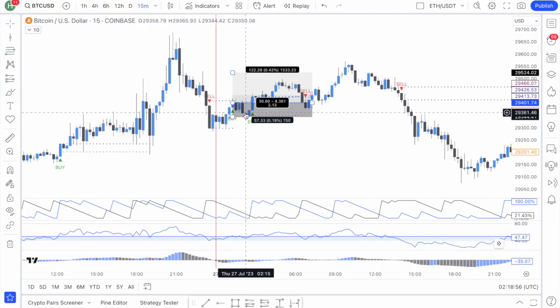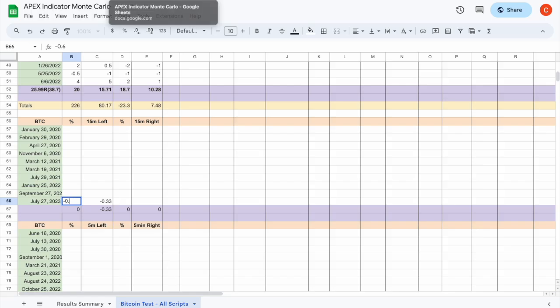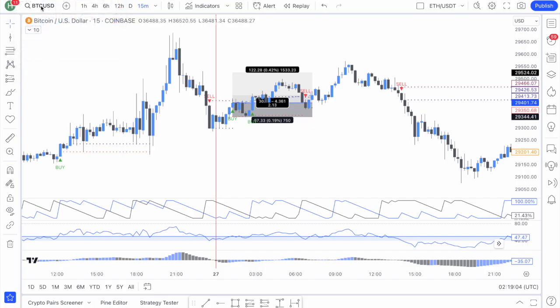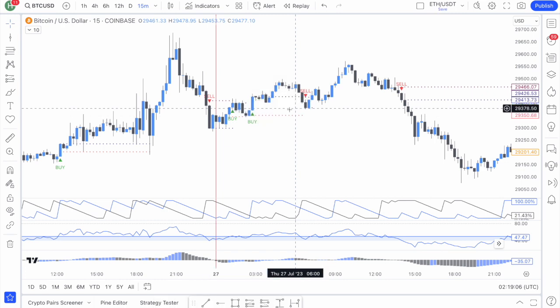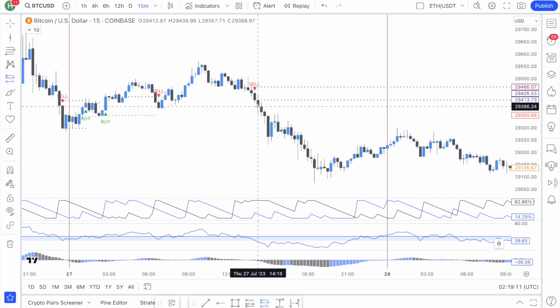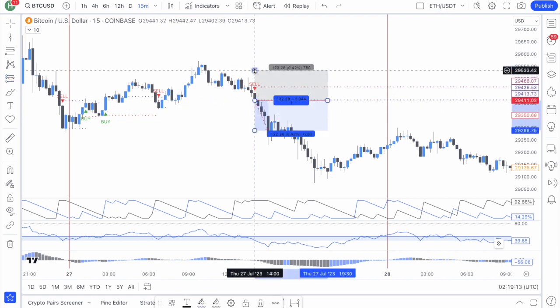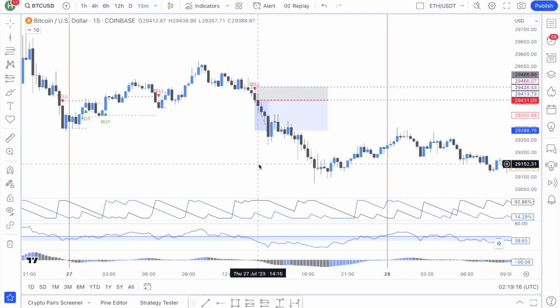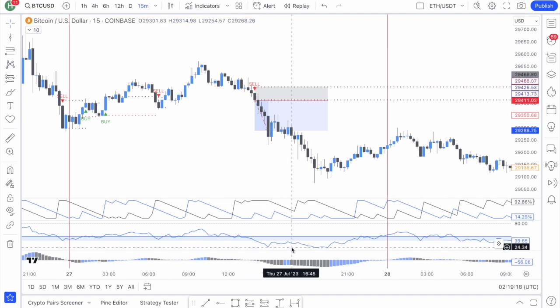What do we got here? Yeah, it would have been 0.6. So very, very small. And then the 15-minute on the right side would have been right here. So that would have been a short. And so this would work out pretty well, it looks like. We'll see. And so do I go below?